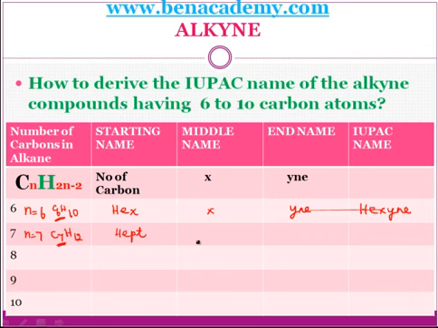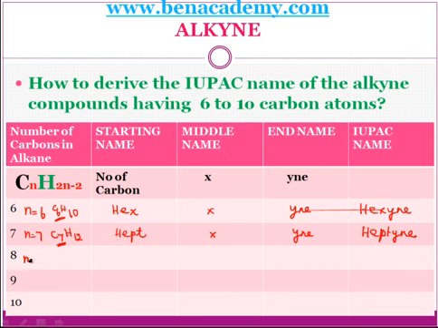Heptathlon. That is an event in sports. In the Olympics, women do 7 events, so it is called heptathlon. So 7 is hept. There is no middle name, and the end name is yne, Y-N-E. Therefore, the IUPAC name is heptyne.